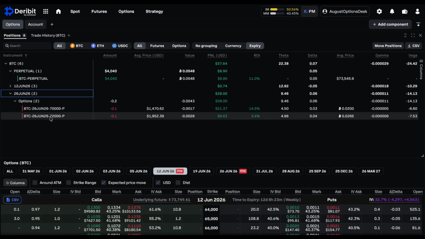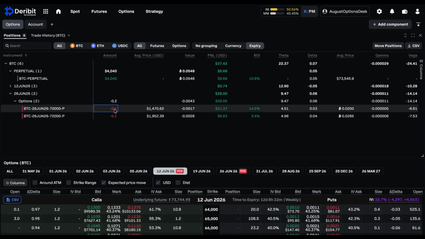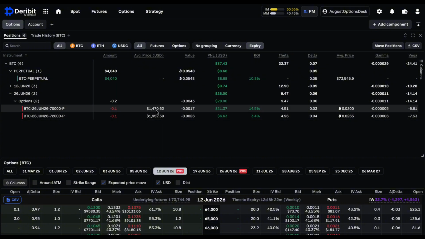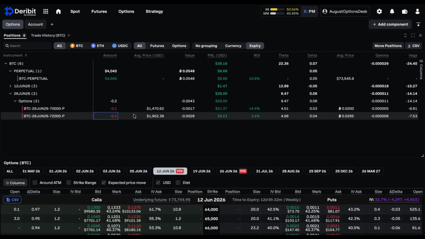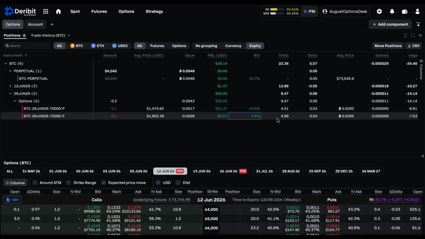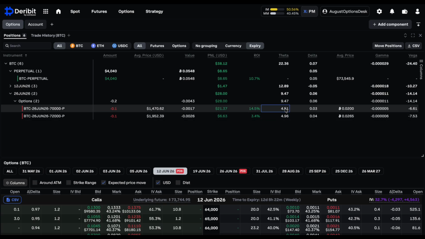So by the end of the month of June, I don't think Bitcoin is going to go below these prices. I have 0.1, that's the size that I have, and this is the premium that I collected. On this position, I collected $1,470, but if you multiply that by the size, I collected $147 worth of premium. Same thing with this position, I collected $195 worth of premium, and so far I'm up on the position $21.6. I'm up 14%, 3.4%. I'm getting paid $4 for both of these positions.